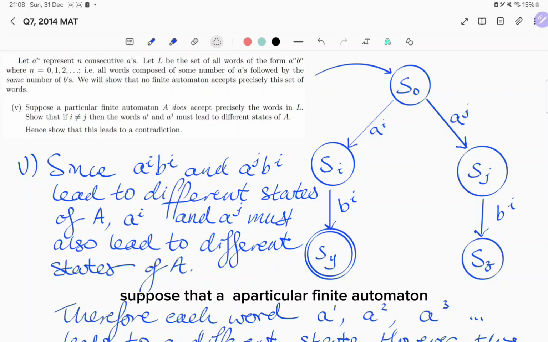Suppose that a particular finite automaton A does accept precisely the words in L. Show that if I does not equal J, then the words A to the I and A to the J must lead to different states of A. Hence show that this leads to a contradiction. Pause the video and have a think and watch already restart to see if you're right.